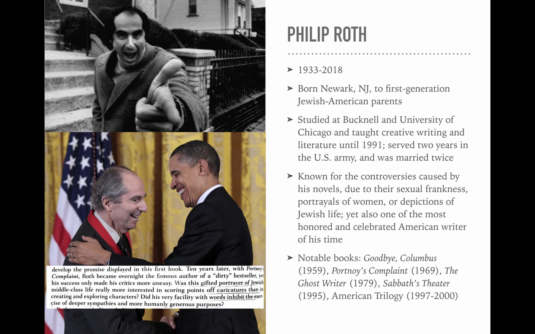So who is Philip Roth? He lived from 1933 to 2018. He was born in Newark, New Jersey, to first-generation Jewish American parents, and a lot of his work is recollecting his childhood in Newark, and he really put Newark on the map as a literary location in American life. And he studied at Bucknell and the University of Chicago, and he taught creative writing and literature until 1991. He also did serve 2 years in the U.S. Army, and he was married twice, both times disastrously. I'll let you read about that on your own.